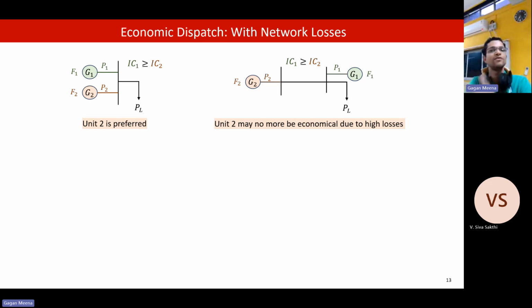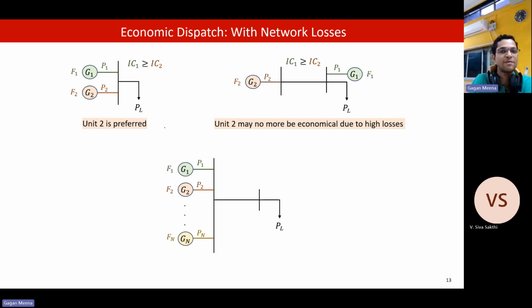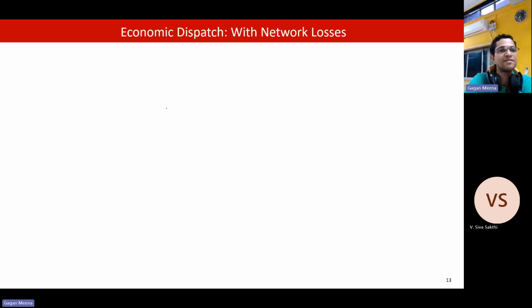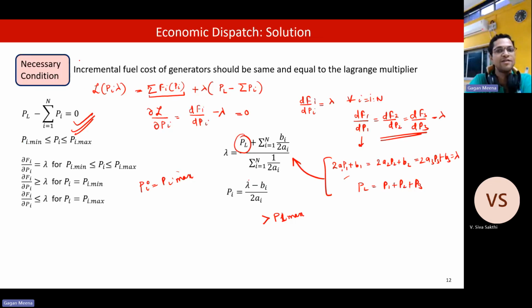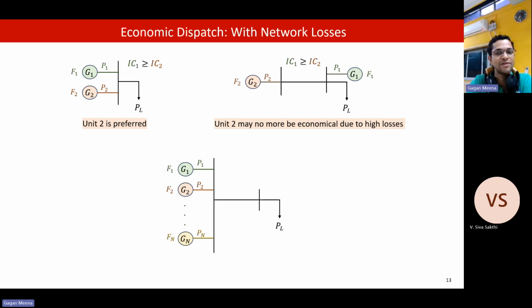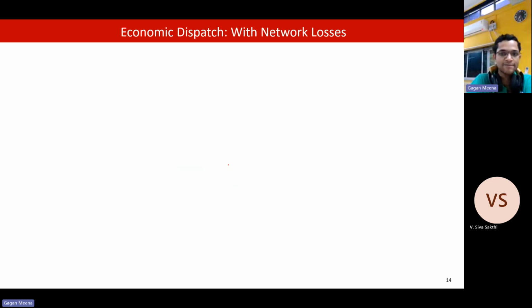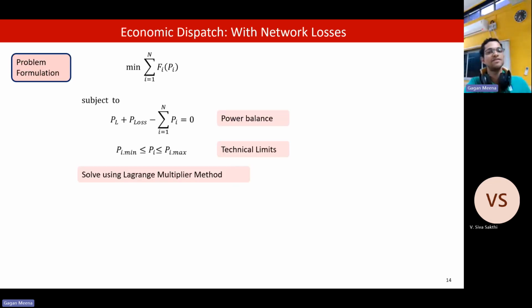With losses, we need to consider things will change a bit. Now earlier the problem was like this. We had generator and no network directly feeding the load. Now network is there. We have included the network here. So we have to consider the formulation will change now. Earlier this was equal to summation of generator, but now load plus losses need to be supplied by all the generators. Their sum has to be equal to load plus losses. And this is same.